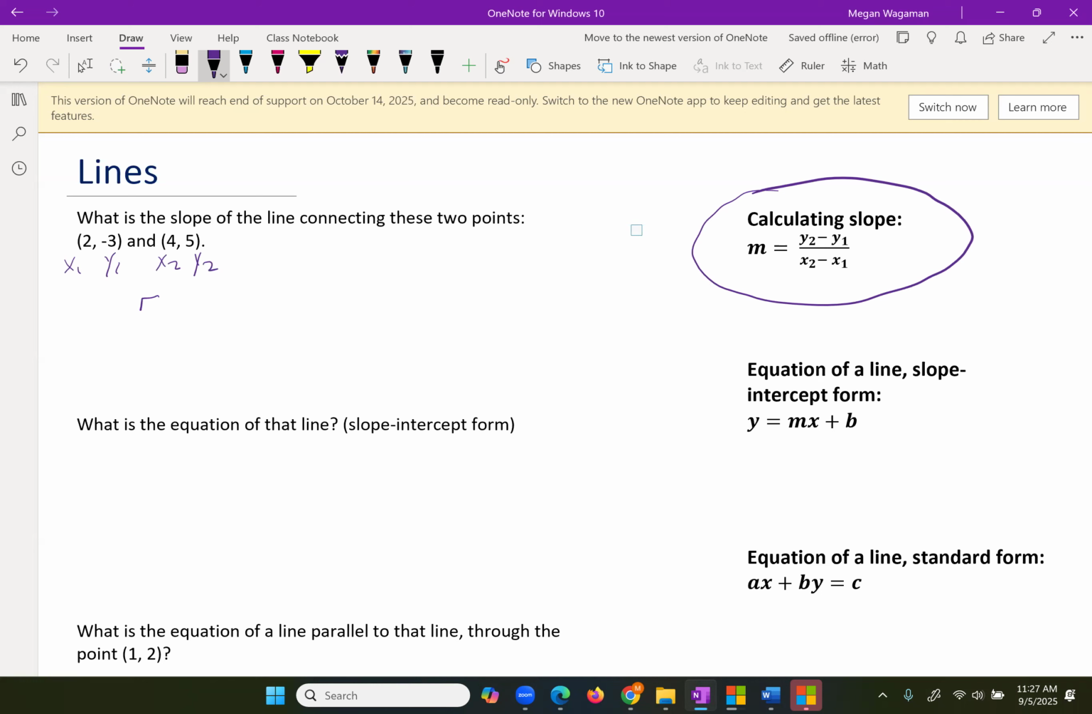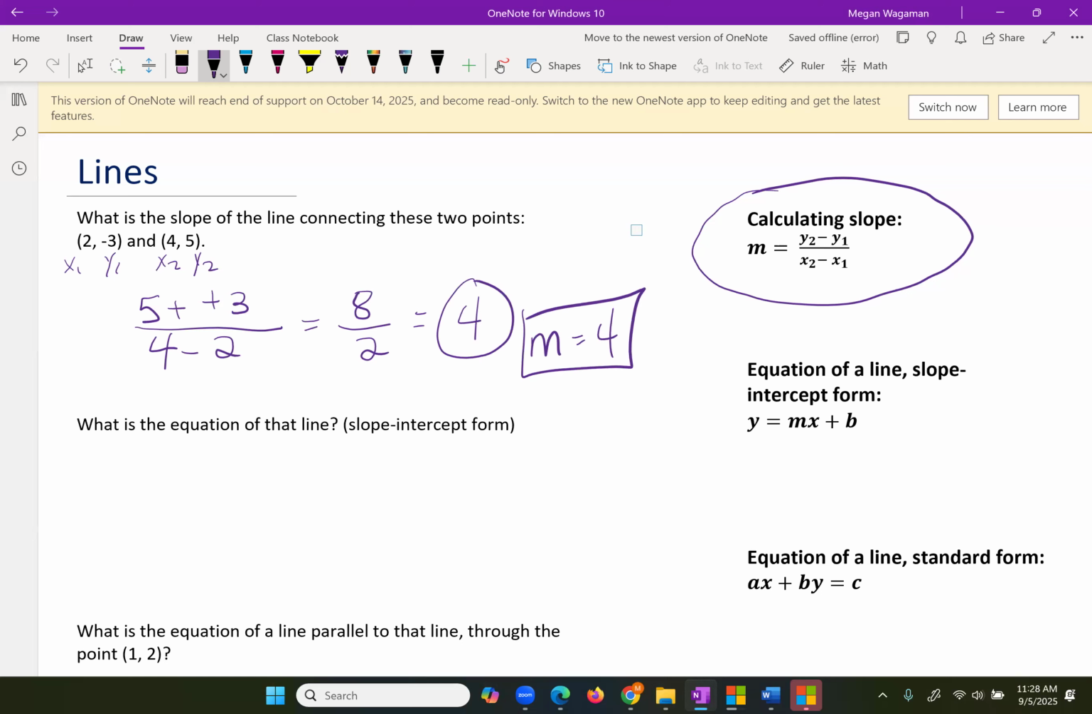So I'm going to do 5 minus -3, and be careful with the negative signs there, over 4 minus 2. So y2 minus y1 over x2 minus x1. This gives me 8 because this is really like 5 plus 3 over 2, which simplifies to 4. So the slope of my line is 4.